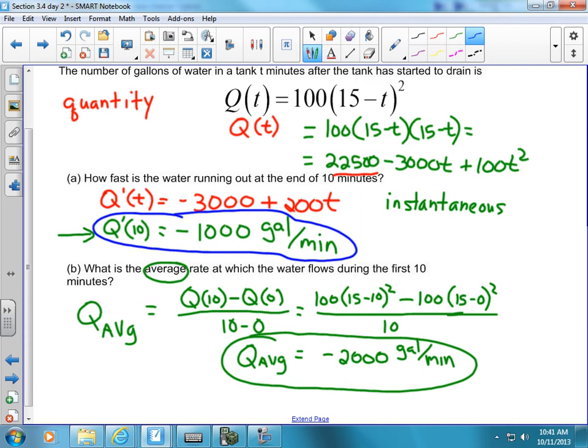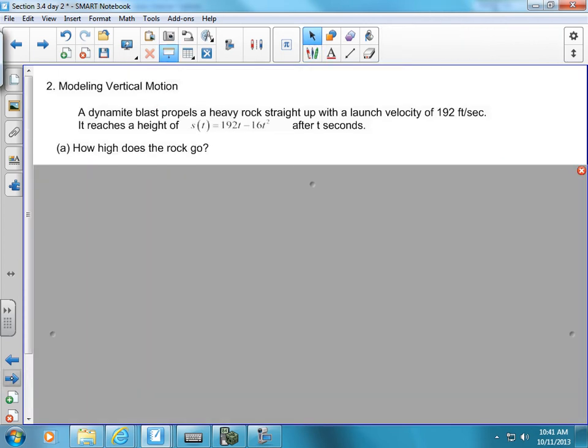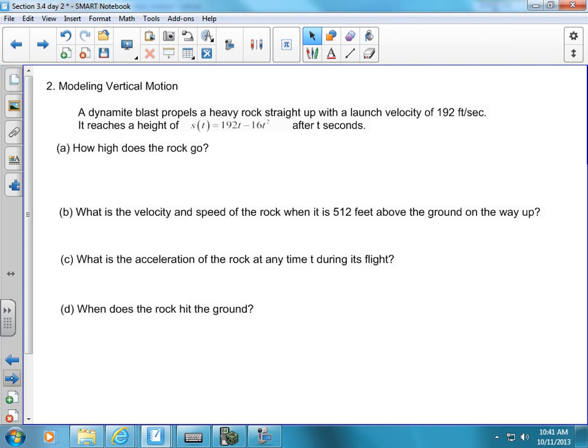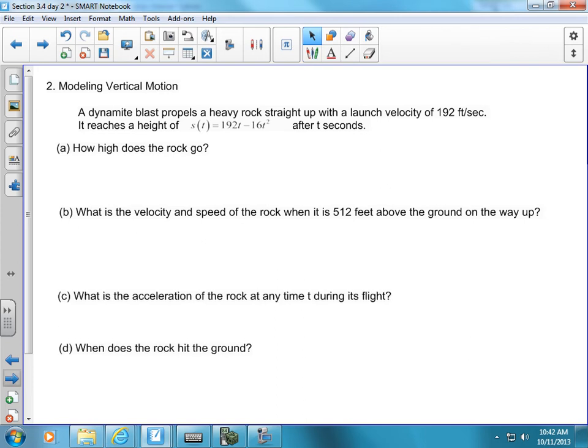All right, our next example is about vertical motion. All right, we're going to have a dynamite blast that propels a heavy rock straight up with a launch velocity of 192 feet per second. It reaches a height of, and they give an S function after t seconds. So we have feet per second, that's what we're doing. We want to know how high the rock goes.